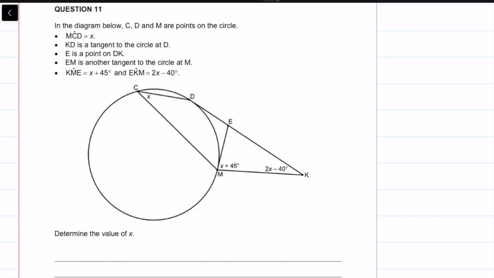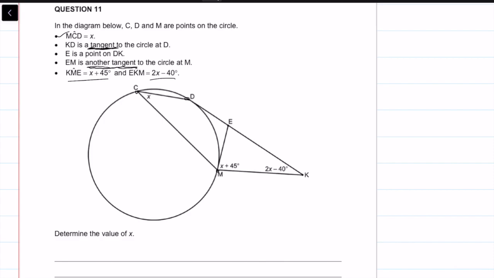So in the diagram below, C, D, and M are points on a circle, with angle C equal to X, as shown. KD, so that's this long one right here, is a tangent to the circle at point D. E is a point on DK. EM is another tangent to the circle, and we've been given two angles which are already shown. We want to calculate the value of X.